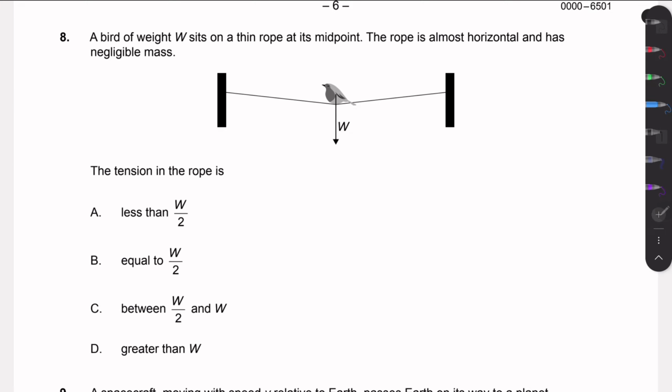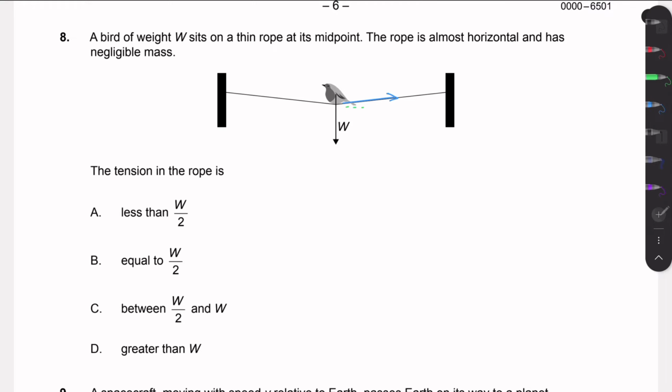And then here we have a bird of weight W. We need to see the relationship of the tension with this weight. And well, we can see that the ropes are not horizontal. So if we imagine the tension along this rope over here, tension is always along the rope, as long as we have simple forces acting. So what we can see here is that since we're at equilibrium, the sum of the forces must be 0.